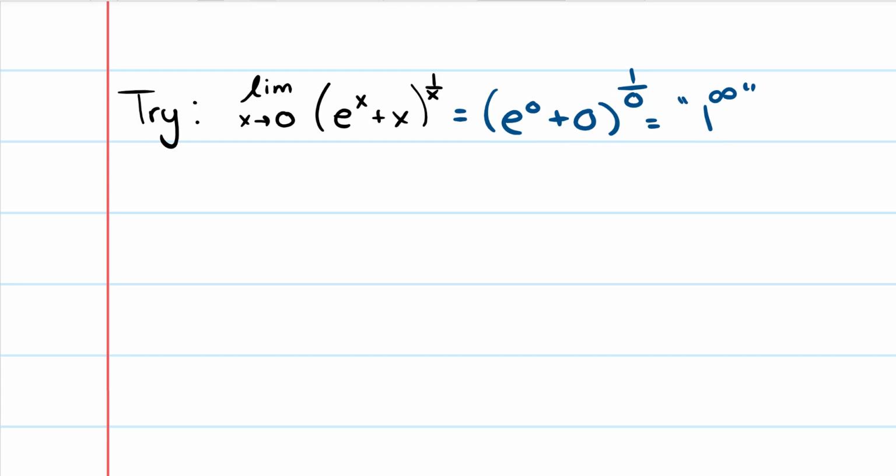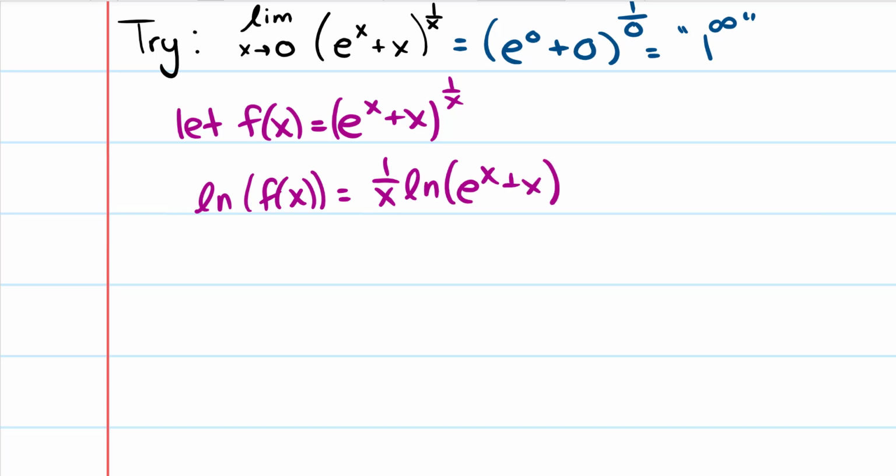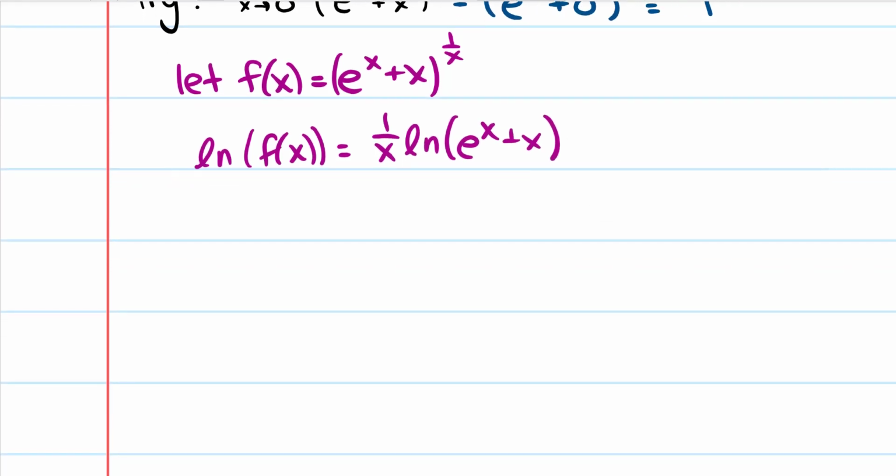So following the same steps as before, we're going to get that our original function is f(x) = (e^x + x)^(1/x). And then ln of f(x) is equal to (1/x) ln(e^x + x). And this can be rewritten as ln(e^x + x) all divided by x. So now we're going to try to apply the limit and see what happens.